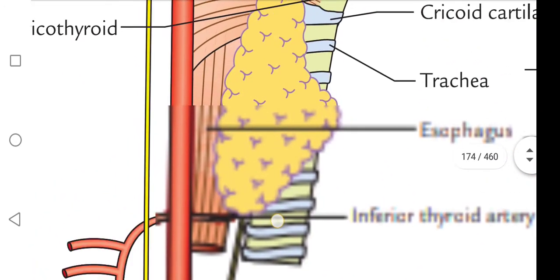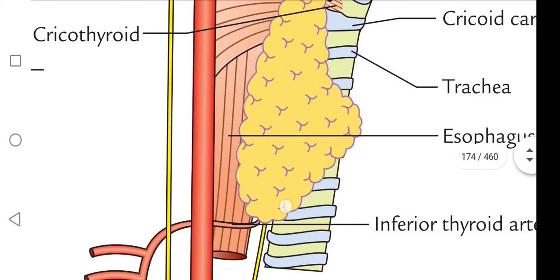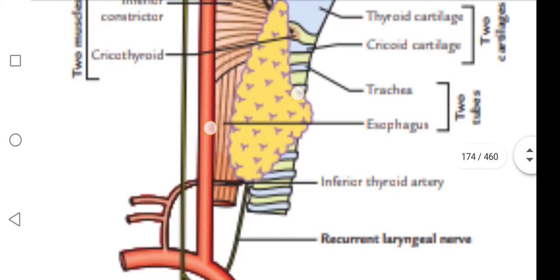This is the base of the thyroid gland, which is related to the inferior thyroid artery and recurrent laryngeal nerve. This is the recurrent laryngeal nerve. This is the inferior thyroid artery. Okay, this is the base of the thyroid gland. It is related to the inferior thyroid artery as well as recurrent laryngeal nerve. I think you may understand this.